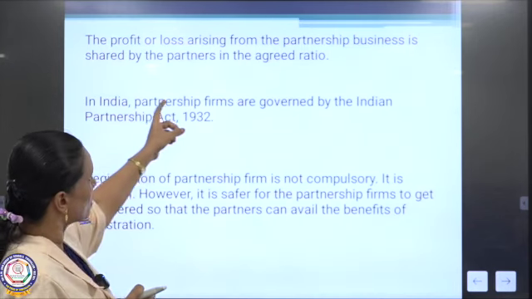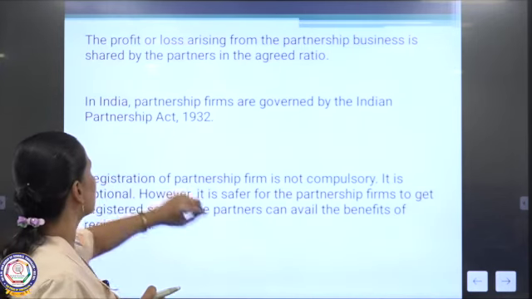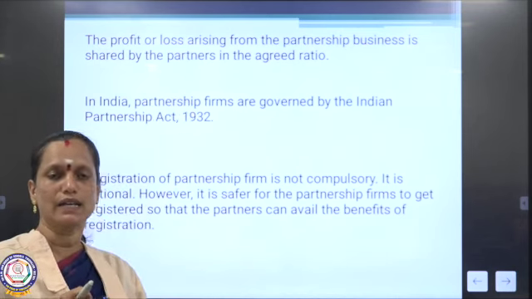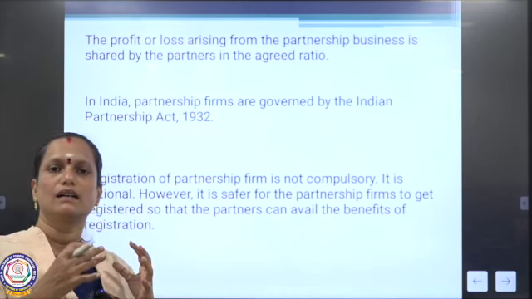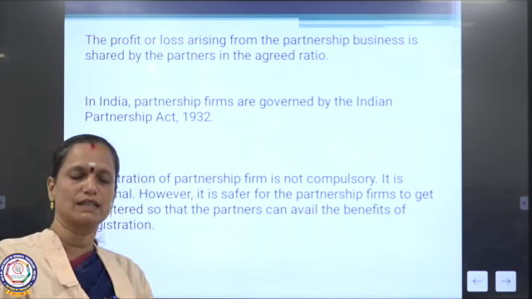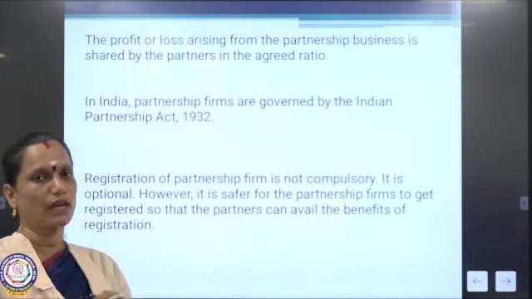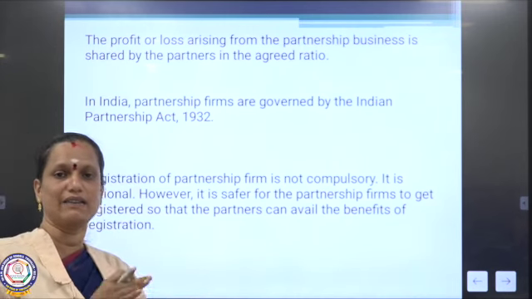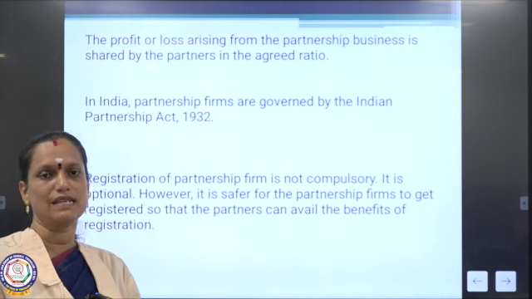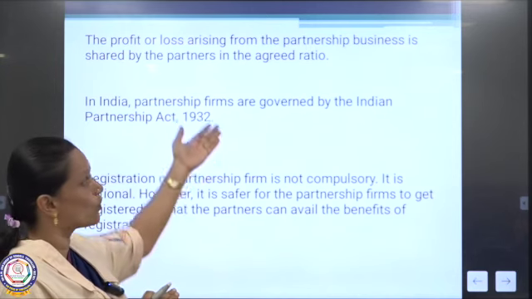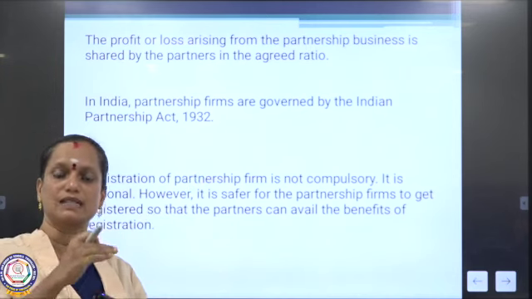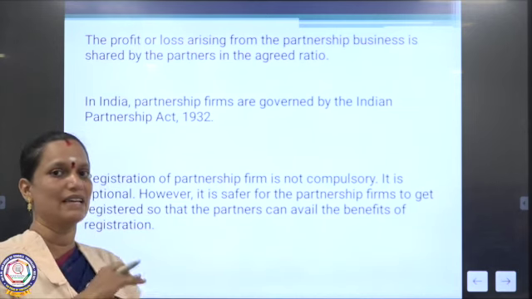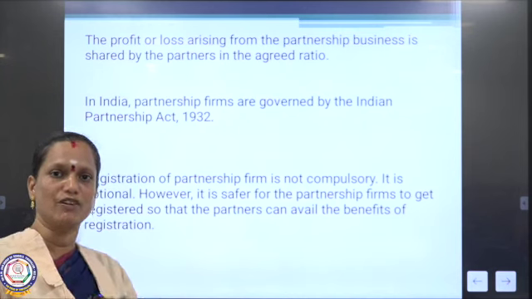The profit or loss arising from the partnership business is shared by the partners in the agreed ratio. See how they are dividing their profit or loss. According to their capital they will share among themselves, or in an agreed ratio, what they have agreed before starting the business. They will put an agreement, and through that agreement only they will share their profit or loss.